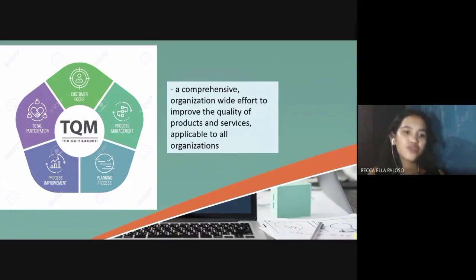The last one is TQM, or total quality management. TQM is divided into five sections: customer focus, process management, planning, process improvement, and total participation. It is a comprehensive organization-wide effort to improve the quality of products and services, applicable to all organizations.